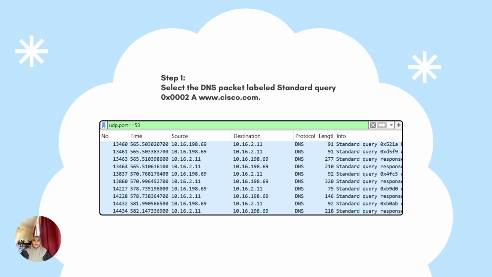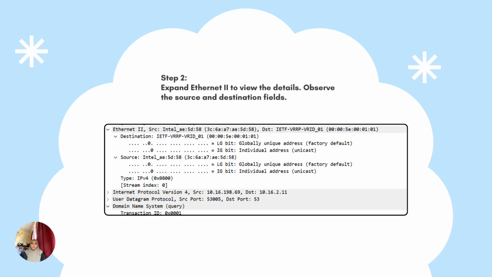The first step is selecting the DNS packet labelled standard query in Wireshark. This allows us to identify the queries sent by the system for domain resolution. In our example, we use the domain www.cisco.com for analysis.